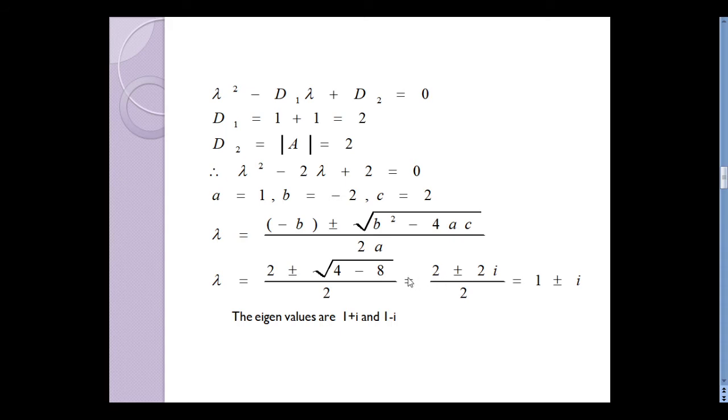Finally we get 2 plus or minus 2i by 2. On cancelling 2 we get 1 plus or minus i. So the eigenvalues are 1 plus i and 1 minus i. So here the characteristic equation is lambda square minus 2 lambda plus 2 equal to 0, and the eigenvalues are 1 plus i and 1 minus i.